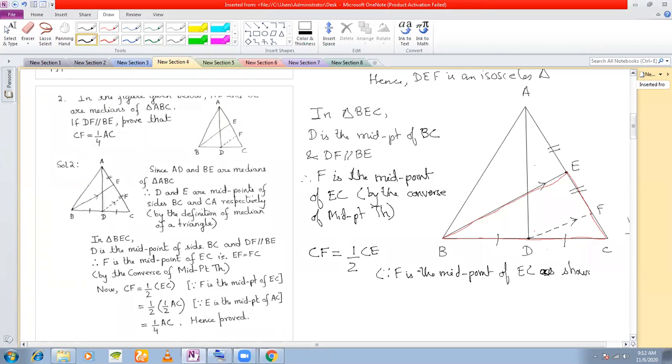As shown above. Okay, here we have proved F is the midpoint. So that's why we can write CF is equal to half of CE. Now what can you see about CE? You see that E is the midpoint of AC. So CE must be half of AC.